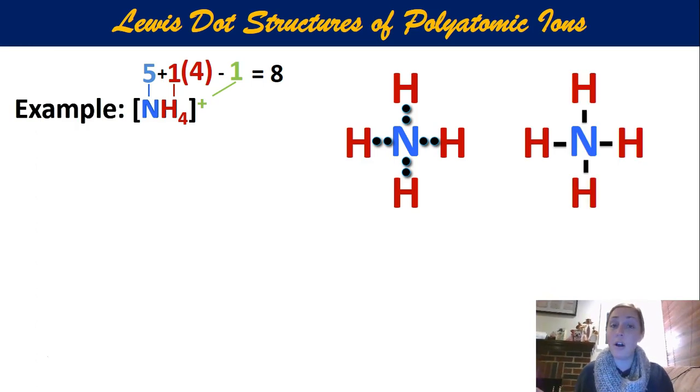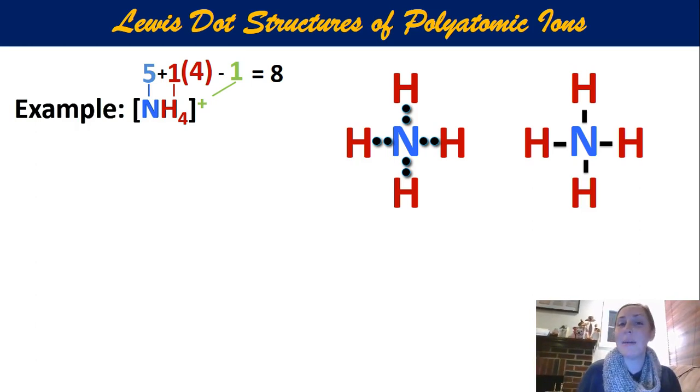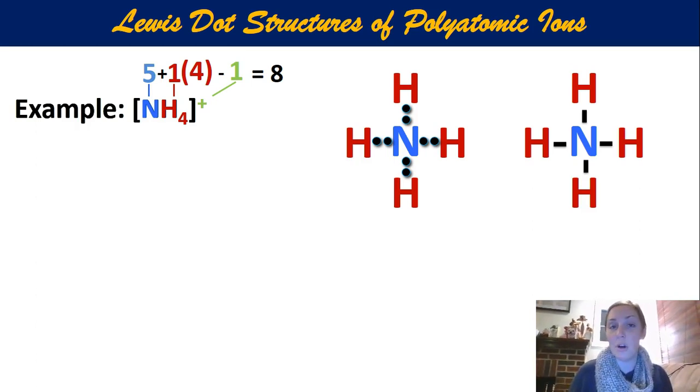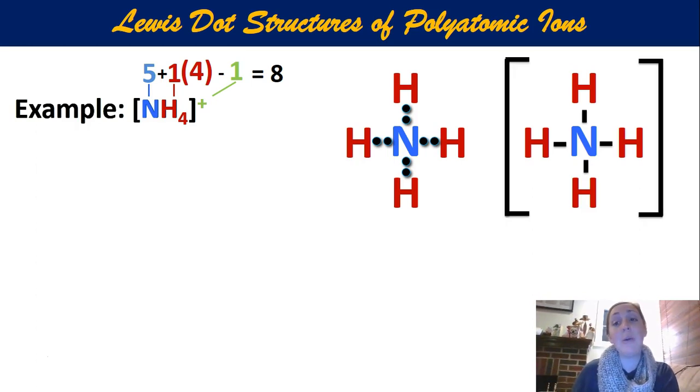So I'm going to redraw it, and instead of the dots, I'm using straight lines. And then that last step that makes this a little different from your covalent compounds, those neutral ones we did before, you have to put brackets around it, and you have to put the charge. Do not forget that. That's a key one that students always forget. That way it quickly shows your reader this is a polyatomic ion.